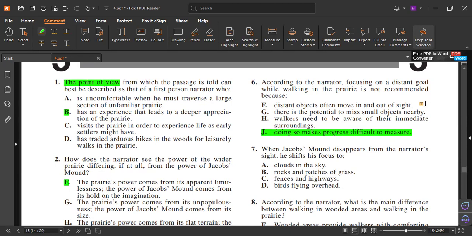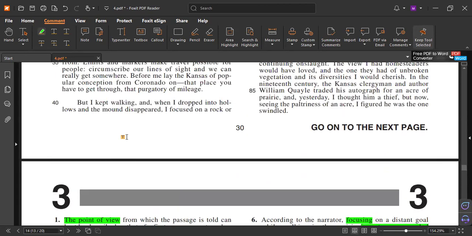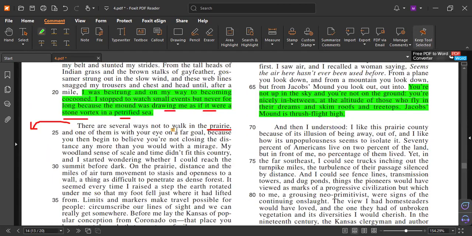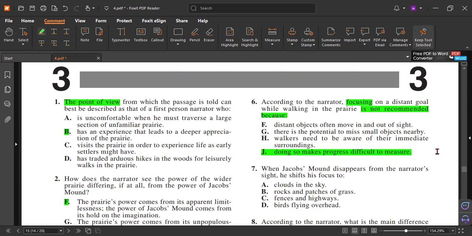Always make the keywords focus on a distant goal while walking in the prairie is not recommended because so focusing on is not recommended. So because what? We need a reason. So when you go to the paragraph, go to the beginning, you will find here, look, there are several ways not to walk. That means your answer must be here. So you should read until you find it. That's why. Remember, the question here is about comprehension, not analysis. See that? Makes the progress difficult.